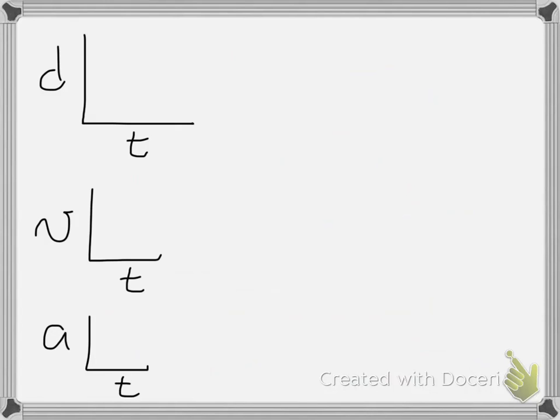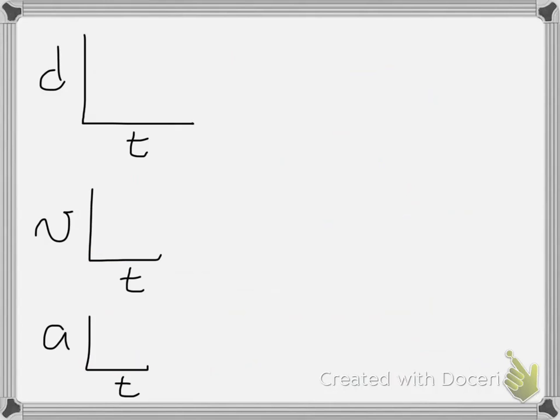Now, there's just a couple different types of graphs that you would see. Something like this would mean that the object is not moving. Okay? Its displacement is staying constant, its distance is staying constant, it's not going anywhere. If that's the case, then that means that our velocity would be 0, because the object's not moving, which means our acceleration would be 0.